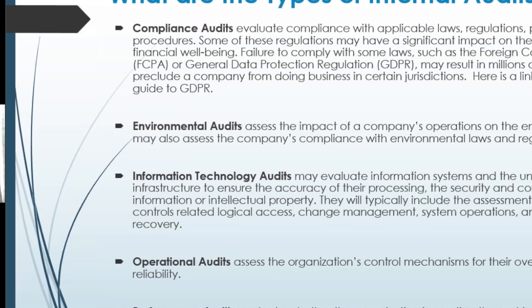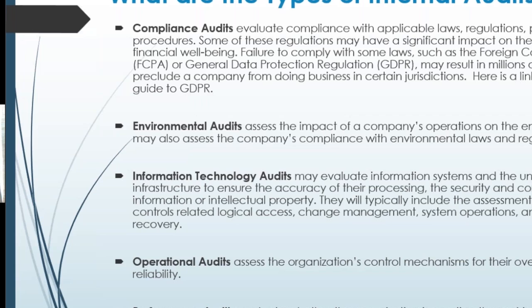environmental laws and regulations. The next piece is the information technology audits. This group actually evaluates information systems and the underlying infrastructure to ensure the accuracy of the processing, and the security of confidential customer information or intellectual property. Now we'll break it down in great detail today during our discussion, but they will typically include the assessment of general IT controls related to logical access, change management, system operations, and backup and recovery.